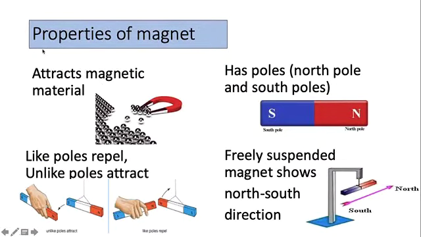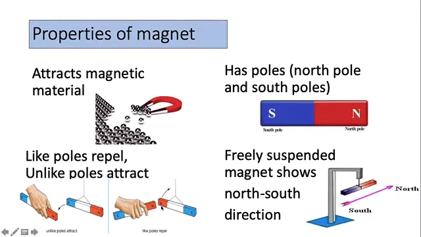Now, let's learn about the properties of magnets. Apakah sifat-sifat magnet? The first, a magnet attracts magnetic materials such as iron and nickel. The second, a magnet has two poles, kutub utara dan kutub selatan, the north pole and the south pole. Next, like poles will repel each other. When we place two magnets with the same poles together, the repulsive force will be produced.